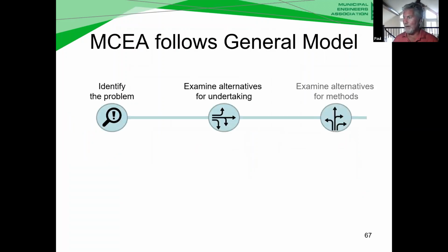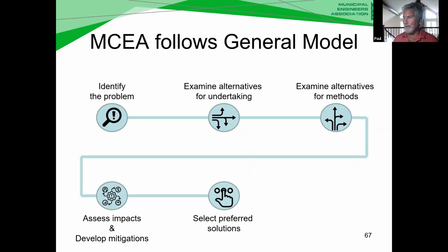So anyway, our best guess, and this is a slide, is that the MCEA follows this general process of identify the problem, look at the alternatives to the undertaking, look at the alternative methods, assess the impacts, mitigation, preferred solution, and consult. So all of this stuff, we may change the names of some of the notices and change the timing a little bit, but I really think that the process for doing it, obtaining the approval, is not likely to radically change, is my best guess.